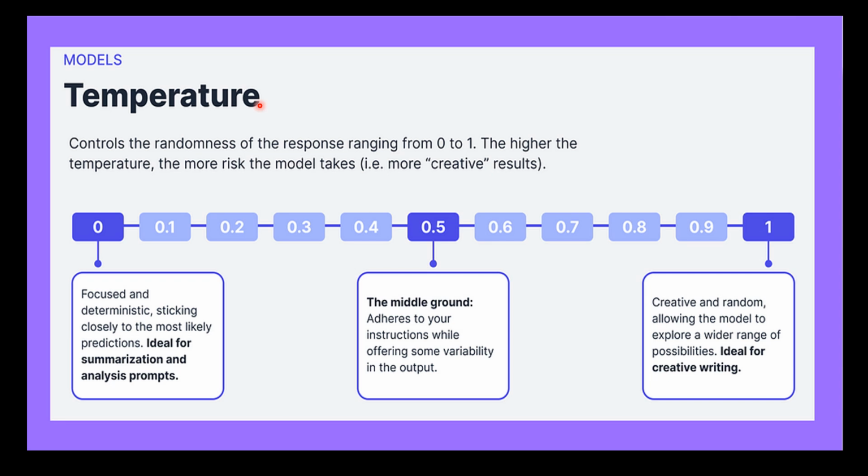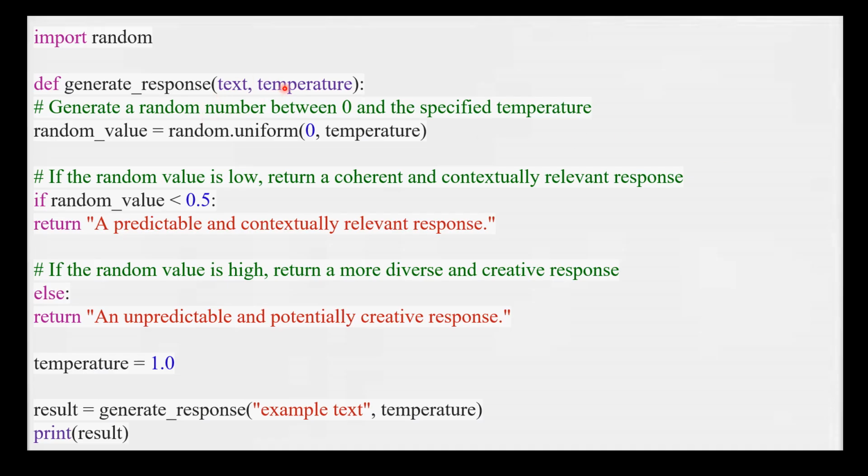So in prompt engineering, the temperature parameter affects the level of creativity in the model's responses. Lower temperature results in more predictable and contextually relevant outputs, while higher temperature leads to more creative and diverse responses. So to understand this better, let's code temperature in Python. Now this code defines a function that takes two arguments, a text and a temperature level, and returns a response that depends on the specified temperature.